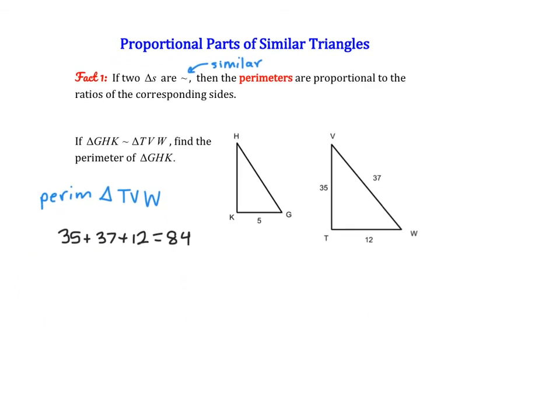Now I'm going to use fact 1 to create a proportion. It says that the perimeters are proportional to the ratios of the corresponding sides. So the only sides that I can create a ratio between are KG and TW. They are the corresponding sides. So I'm going to start with that ratio, and now I'm going to set it equal to the ratio of the perimeters. Well, I don't know the perimeter of this triangle, so I'm going to call that X. And then the perimeter of this triangle we just found is 84.